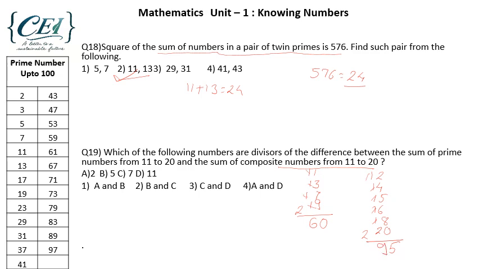Find the numbers which are divisors of the difference. The difference: 95 minus 60 gives you 35. Factorize 35. 35 is divisible by 5 and 7. So 5 and 7 are the two divisors. Means B and C. So B and C. So this is the answer. Correct? Next.